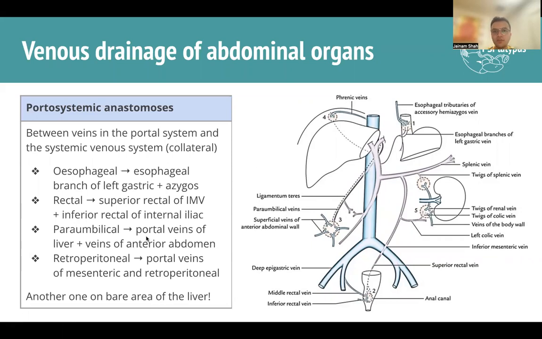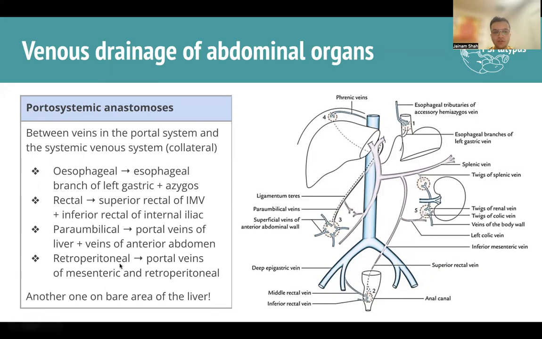Now, unfortunately, you will have to remember all of these. So you will have to remember what the anastomosis is actually in between, as well as the 4 major areas. The most important one, if you don't have as much time or you want to commit one really to memory, is going to be the esophageal portosystemic anastomosis.